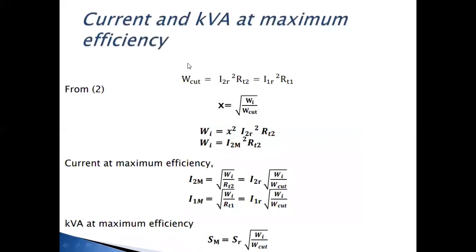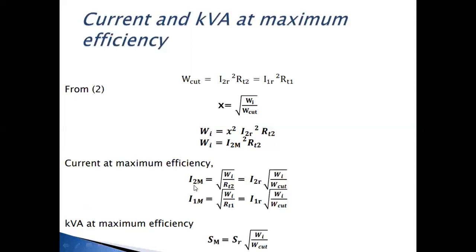Now, the current and kVA rating at the maximum efficiency. We know that the total copper loss is I2 squared into RT2, that is, I2R squared RT2, or I1R squared RT1 in other words. So x is nothing but the square root of Wi by Wcu total. So Wi becomes x squared I2R squared RT2, and Wi equals I2M squared RT2. M stands for the current at the maximum efficiency, and at the maximum efficiency x becomes 1 because both those losses are equal. That is why this equation is written as I2M squared RT2.